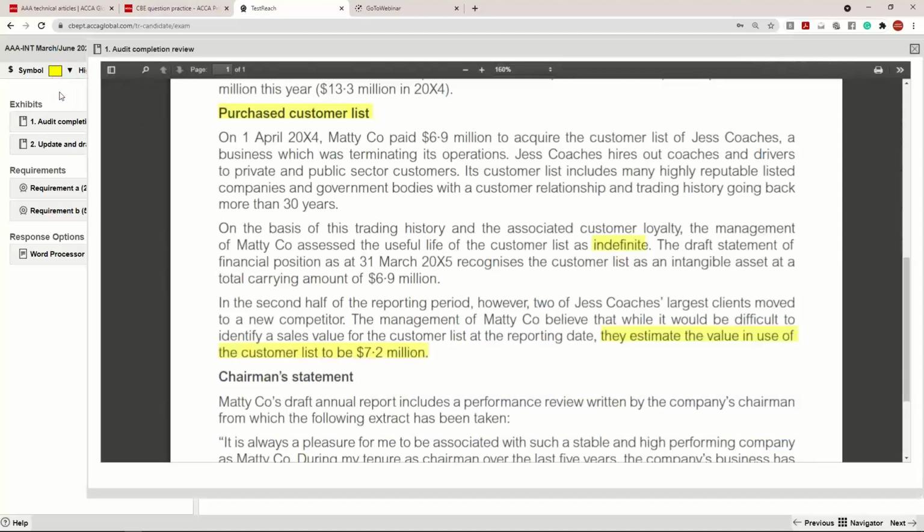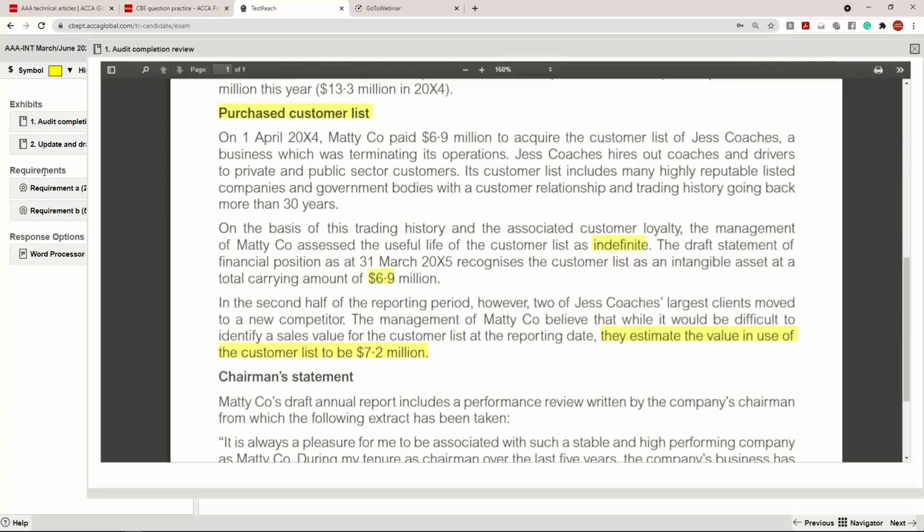So are there a number of estimates involved in the scenario? First, about the indefinite life. Second, about the value in use. Is the value in use more than the carrying amount of the asset? The carrying amount of the asset is 6.9 million. So is there a need to recognize the impairment loss? No, because the value in use is higher than the carrying amount. So there is no need to recognize the impairment.